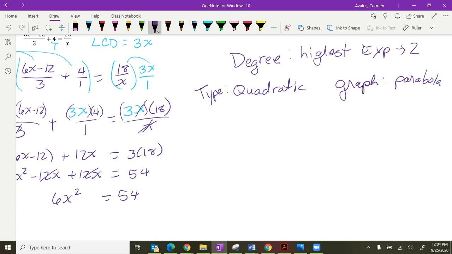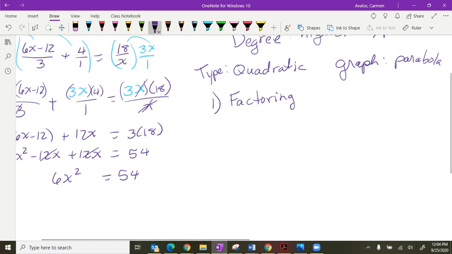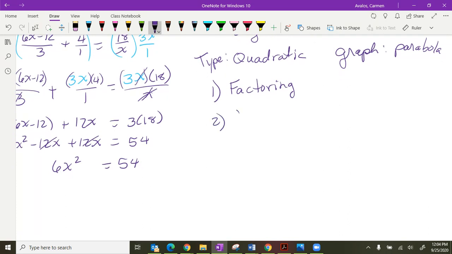When we're dealing with this type of equation, a quadratic, we are going to be dealing with 4 different ways to solve it. There are more, but the main ones we're going to focus on are 4 different ways. The first one is factoring. The second one is the quadratic formula. This formula only works on a quadratic equation, so the degree has to be 2. Third, completing the square.